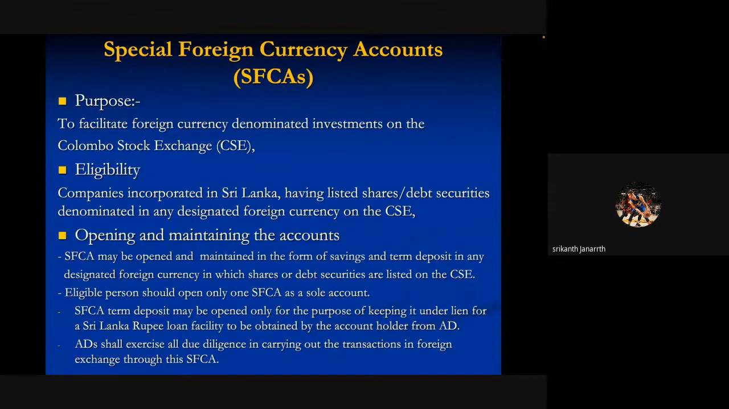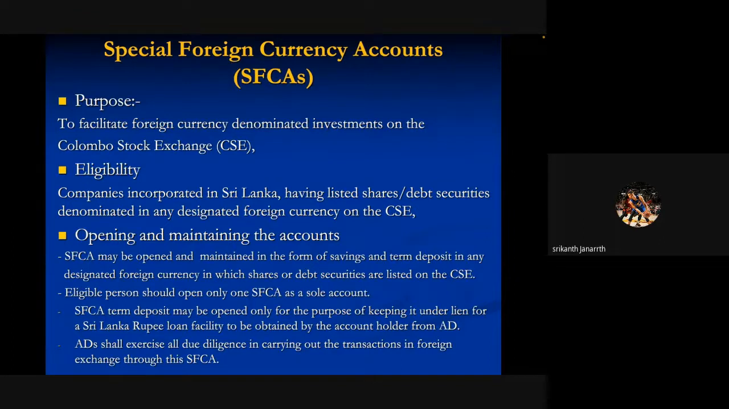There is another account the Central Bank recently introduced. After March, they introduced this account called the Special Foreign Currency Account. This account is to be opened by companies incorporated in Sri Lanka having listed shares and debt securities in foreign currency in the Colombo Stock Exchange. This may sound unfamiliar to you.